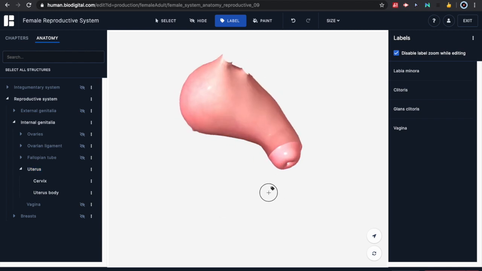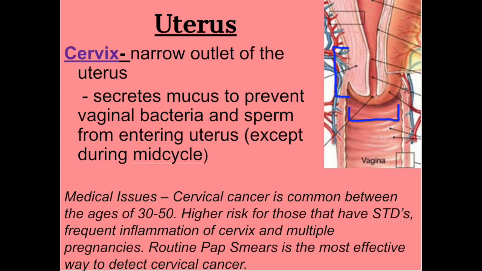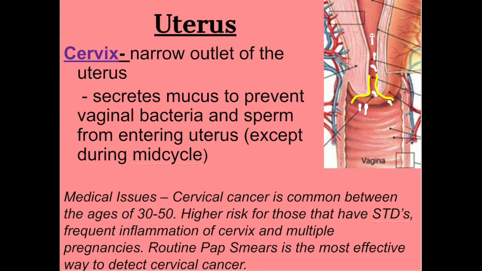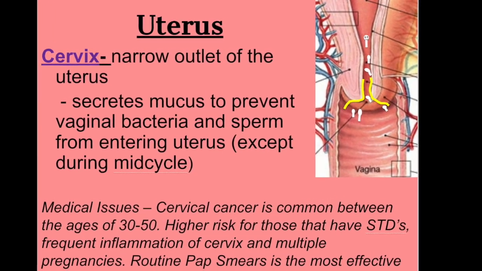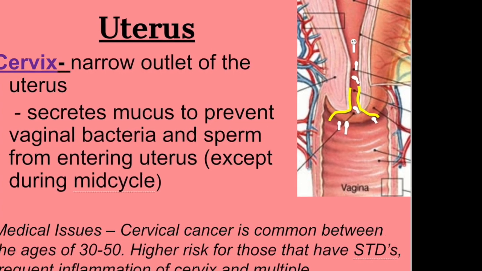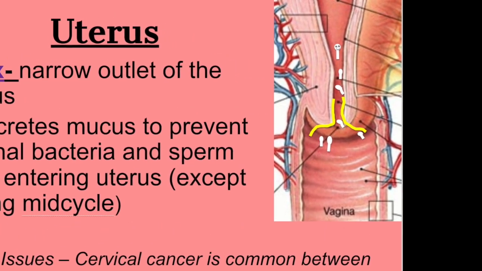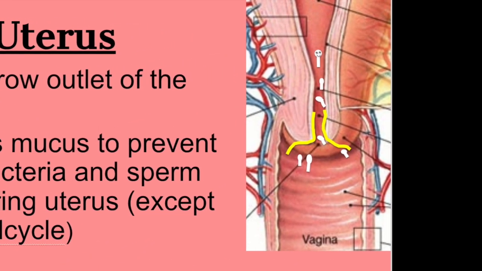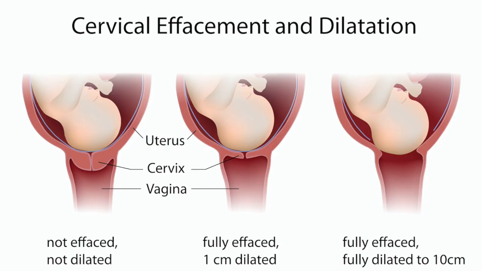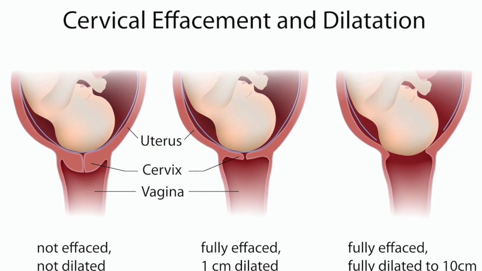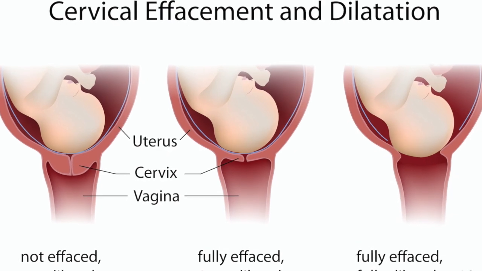On the most inferior end of the uterus is a narrow outlet known as the cervix. The cervix secretes a mucus forming a plug which prevents vaginal bacteria and sperm, which could potentially carry harmful bacteria with it, from entering into the uterus. Once an egg is released during ovulation, the mucus plug will begin to thin. There are also components within the semen that help to thin out that mucus plug to allow sperm to enter more easily. During labor, the walls of the cervix begin to thin and then dilate to allow for the passage of the baby.